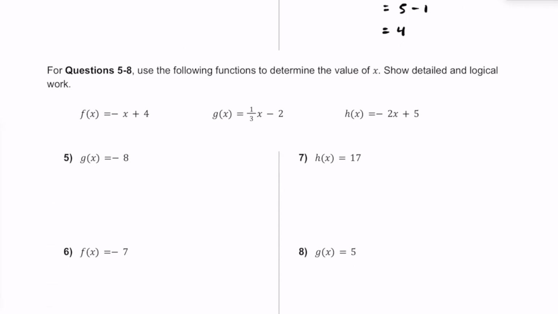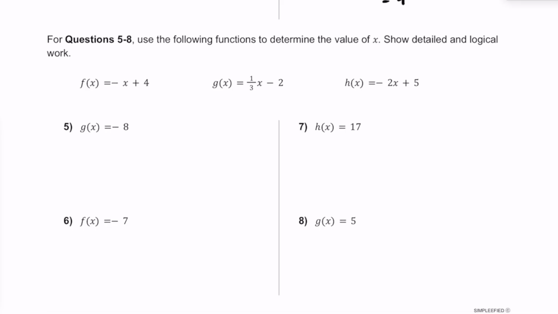All right, cool. Let's check out 5 through 8. In these problems over here, 5 through 8, we're going to use each of these functions to determine the value of x, a little different than what we were just doing. We were just finding the value of the functions. Now we're going to find the values of x. Let's make sure we show detailed and logical work as well.